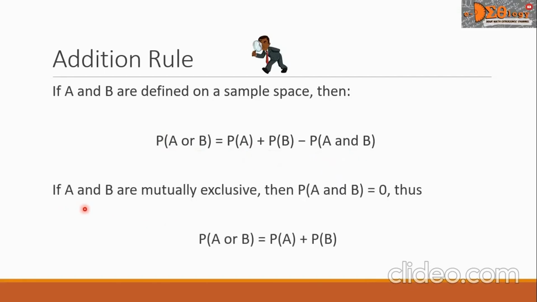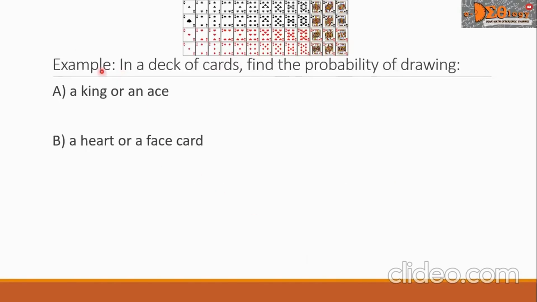Now, if A and B are mutually exclusive, it means there is nothing in common between A and B. Thus, the probability of A and B is 0. In our formula here, this portion becomes 0. Thus, the formula will be simplified into this. The P of A or B equals P of A plus P of B. Let us have an example.